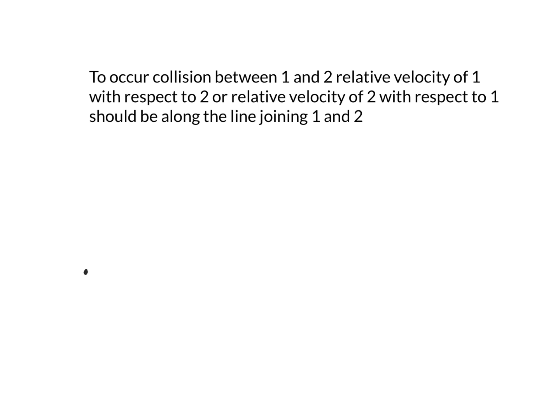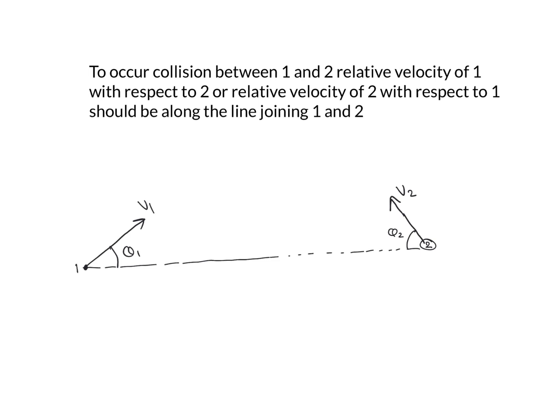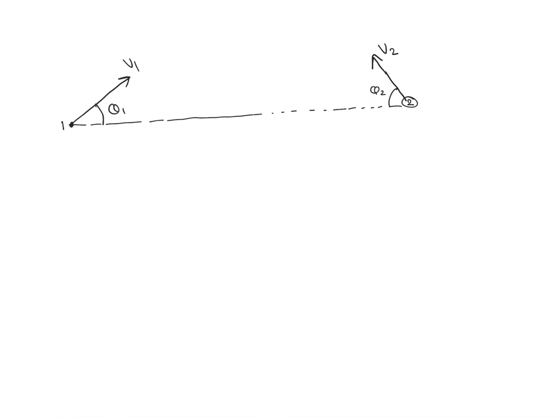So consider a particle 1 which is moving along this direction with the velocity, let's say, v1, and this dotted line represents the line joining particle 1 and 2. And this particle 2 is moving along this direction with a velocity, let's say, v2, and let's say this is making an angle theta 1 and this is making an angle theta 2. So first, we need to check whether they are going to make a collision or not.